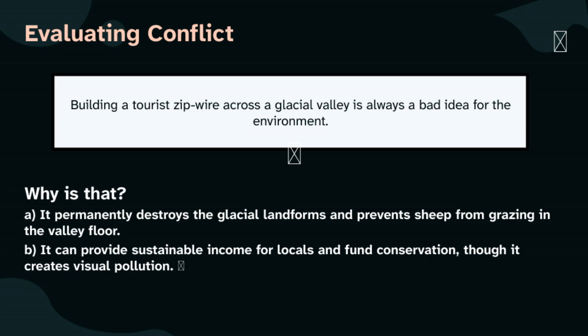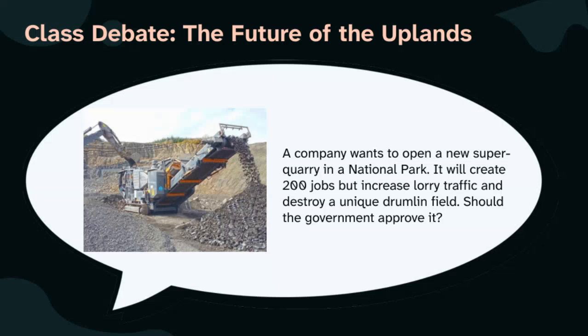This is a good example of evaluation. A development may have both positive and negative impacts. The role of a geographer is to weigh these up before making a judgment. Now we are going to hold a short class debate. A company wants to open a new superquarry in a national park. It will create 200 jobs, but it will increase lorry traffic and destroy a unique drumlin field. Should the government approve it? Let's think about arguments for and against.